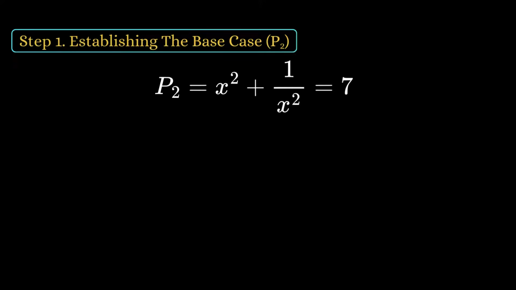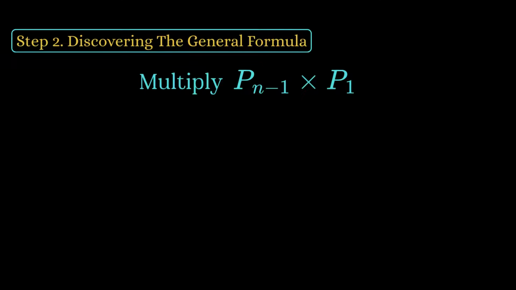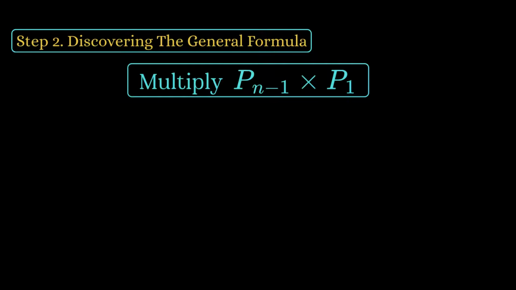Now that we have P sub 1 and P sub 2, we can finally reveal the pattern behind all higher powers. We can now derive the general formula for all the other powers. The trick is simple. Always multiply the previous term, P sub n minus 1, by our starting value, P sub 1.